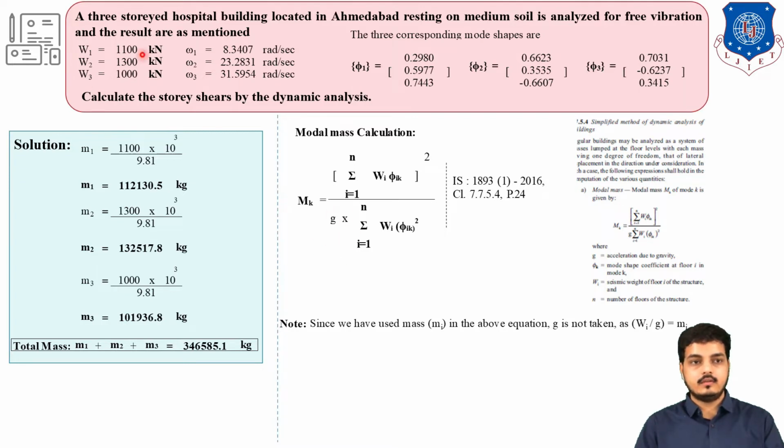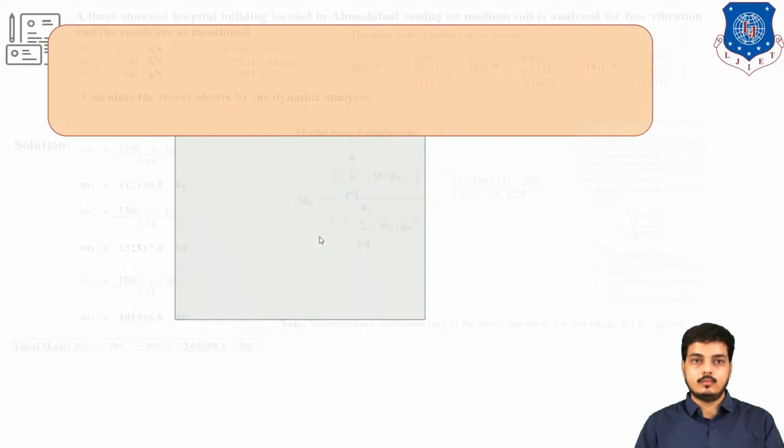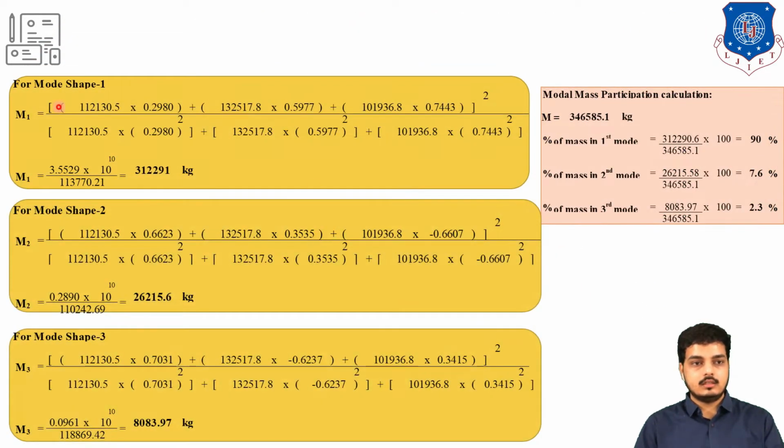You have to divide by G whenever you are using W, and if you are using M, then there is no need to multiply or divide with G. Similarly, we can do this for mode shape 1, mode shape 2 and mode shape 3.